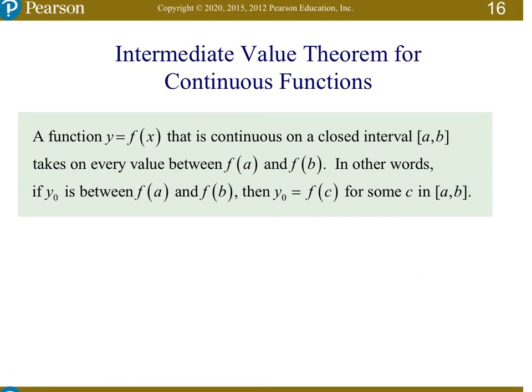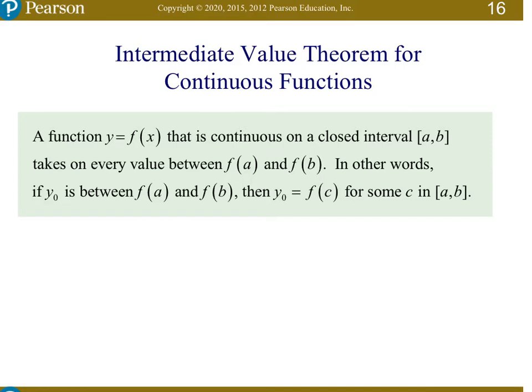This is the formal definition of the intermediate value theorem. A function that's continuous on a closed interval starting at a and ending at b will take on every value between f of a and f of b. In other words, if y is between f of b and f of a, then some c would have to match up for that in the x interval. So let me see if I can try and explain that a little bit better.